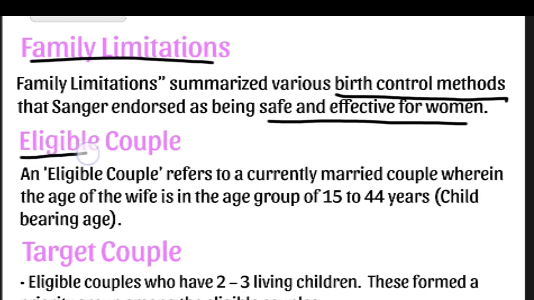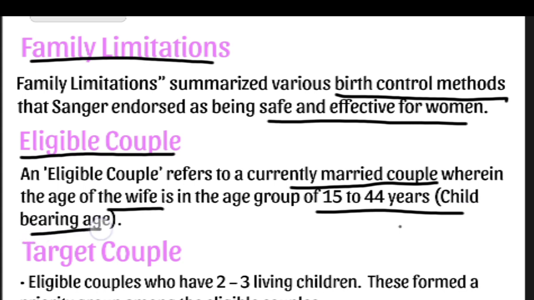And next we have eligible couple. Eligible couples are those couples who are married and the woman present in this couple is in the reproductive age, that is in childbearing age. They are known as eligible couple.